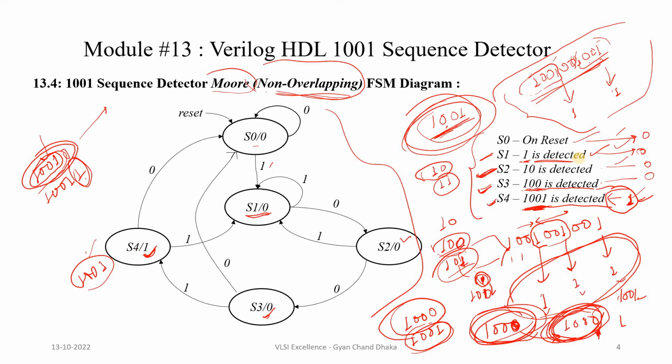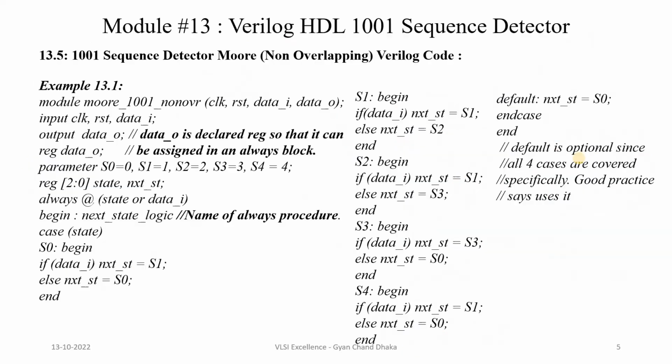Now let's see how we can code this 1001 sequence detector in Verilog. We are going to use the recommended method, where we use 3 processes to implement the current state logic, the next state logic, and the output logic. So this is our Mealy 1001 non-overlapping sequence detector, where we have the input clock, the input reset signal, the data input, and the data output. These are our input ports, and this is the output port, and we have to use a register type of output because we are going to code the output logic in a procedural block.